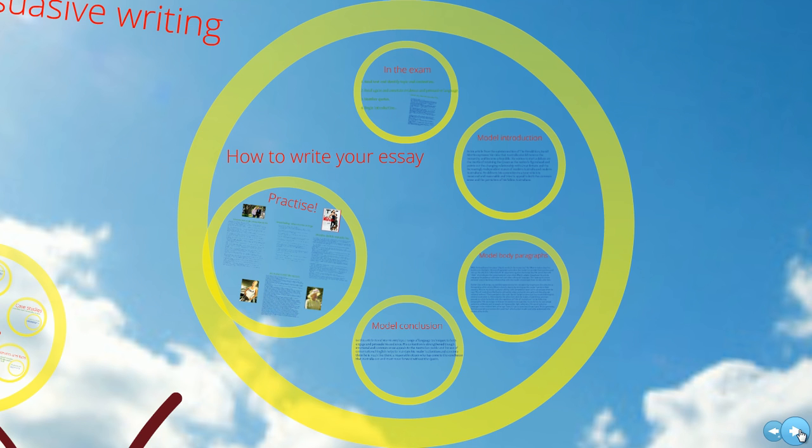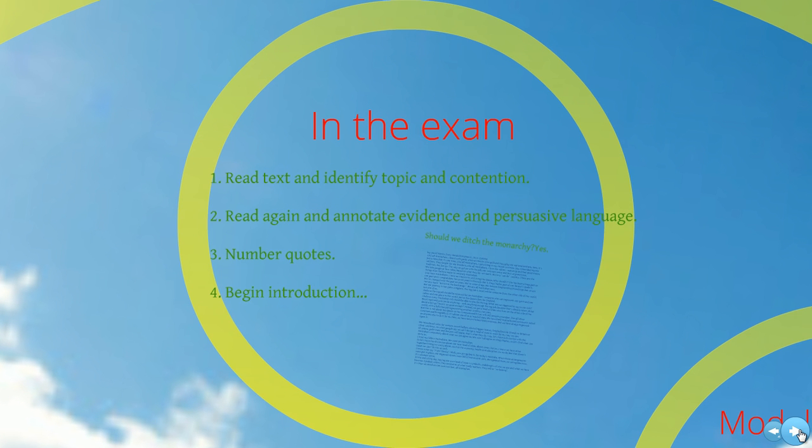Now let's have a look at actually how you construct an essay. So I've got a few examples here, just in terms of your approach in the exam, step by step, simple stuff. So read the text, identify first of all the topic or the issue, the subject of the article, and then the contention. What is their point of view? What is their stance on that subject or topic? You should be able to sum it up in just a sentence, really. That needs to be very clear from the outset of your analysis.